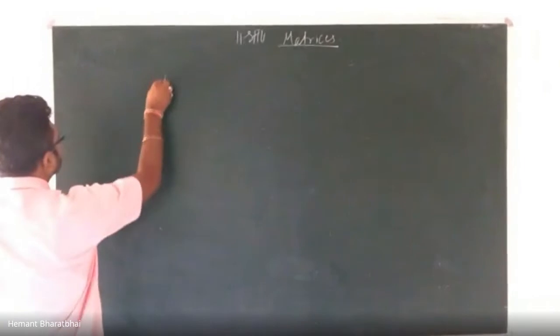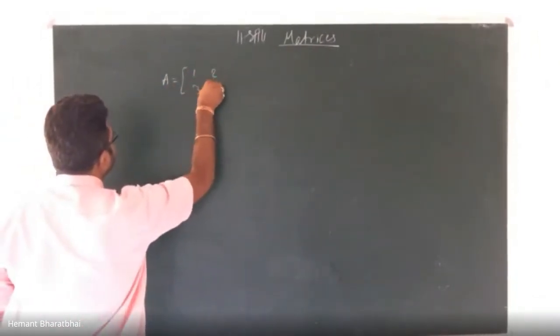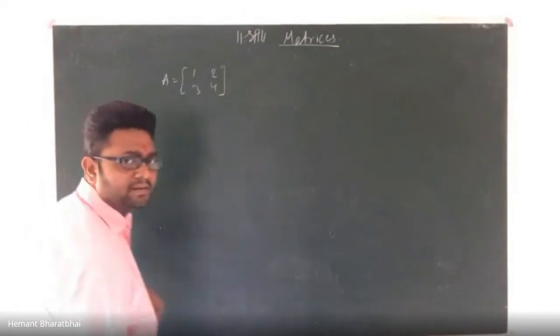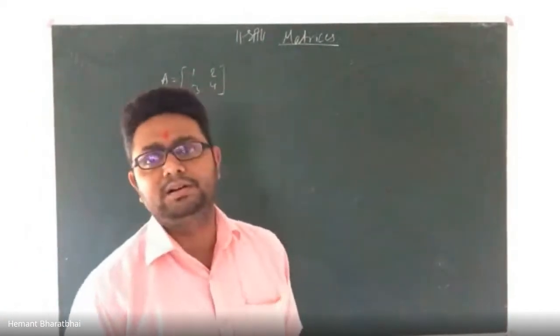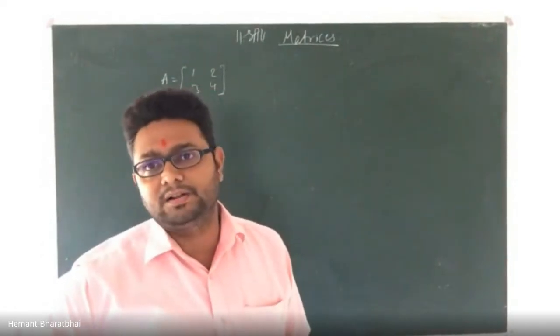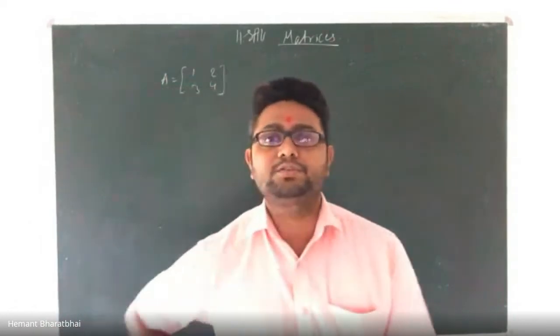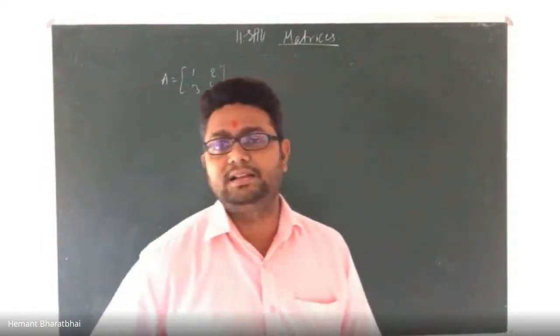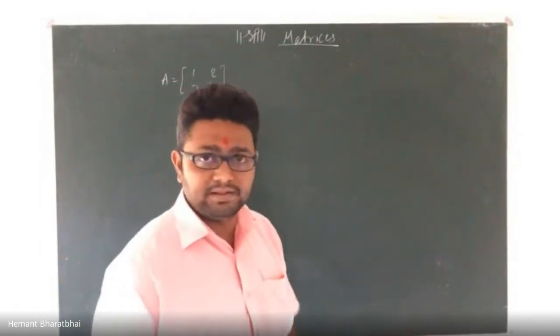We'll start with a very simple one. I'm taking a 2 by 2 matrix, matrix 1, 2, 3, 4. First, I'll do it with the method we have learned, and then I'll give you a simple trick also. If it is a 2 by 2 matrix, you don't even need to solve it. You can directly write the inverse. But first, we'll do it by the regular method, and then we'll see the trick.